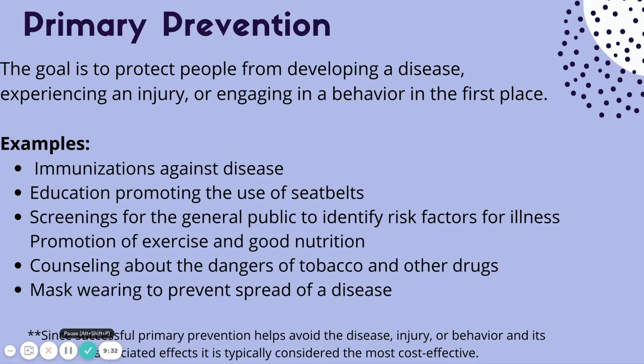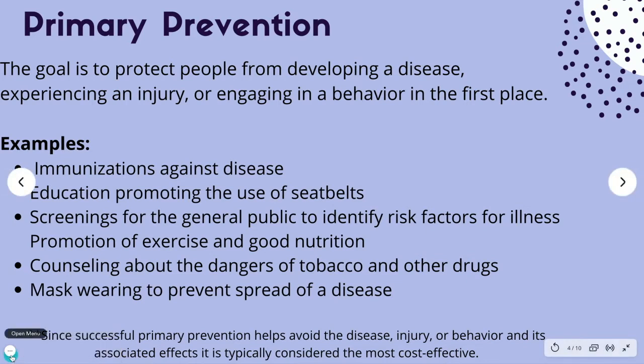high-risk behaviors. Big thing with COVID too, mask wearing is a big example of primary prevention. We're trying to stop the spread of the disease. So a lot of places you have to wear masks, right? That's a primary prevention strategy. Other examples of primary prevention include immunizations, right? If you're vaccinated against a disease, that's going to prevent or stop or slow the spread of that disease.